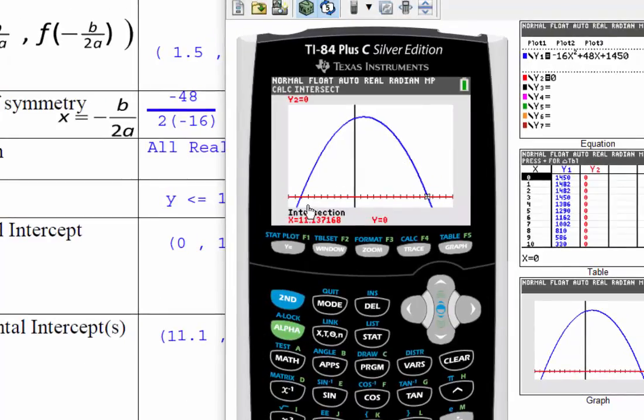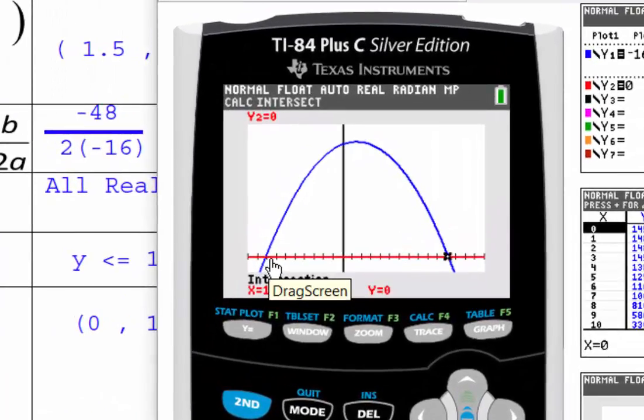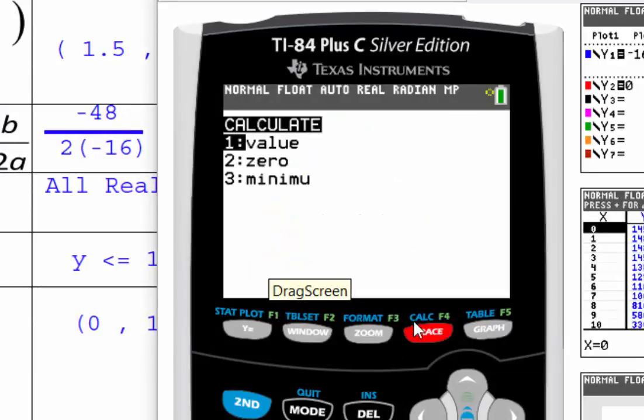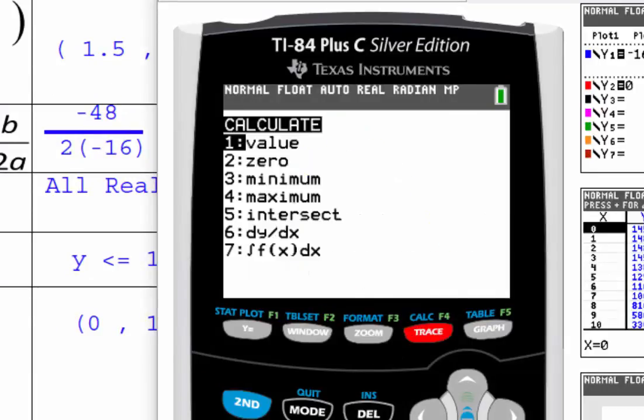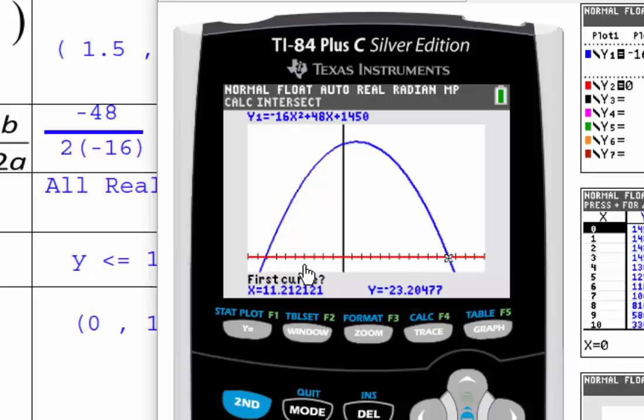But if we look at our graph, there's a second intersect, right? It happens on the left side of our parabola. So I have to press second and trace again. Number 5 for intersection. And this time it says first curve, I press enter. Second curve, I press enter. And now when it says guess, well, we already know this intersection on the right. So I'm going to move my cursor all the way to the other side, right? The intersection that I do not have.